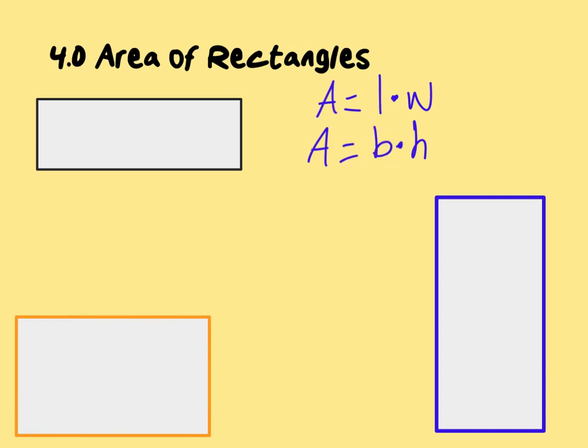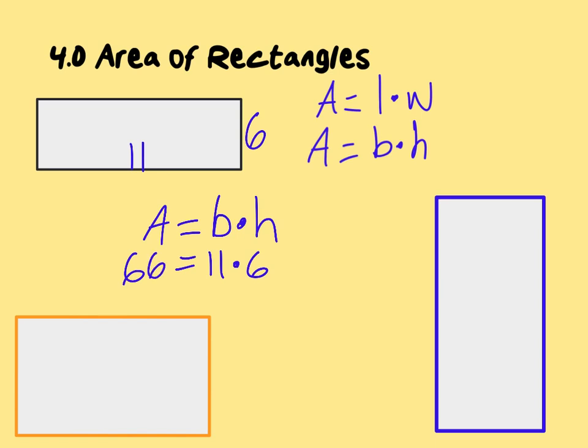So let's practice this just a little bit. If I was to say that this is 11 and this is 6, I'm using my formula, area equals base times height. So my base is 11, my height is 6, so my area is going to equal 66.